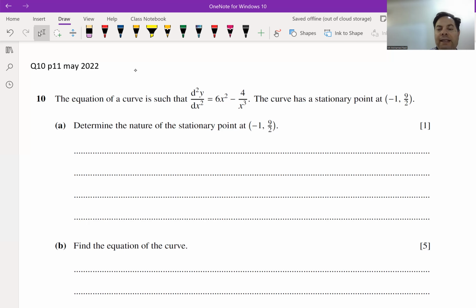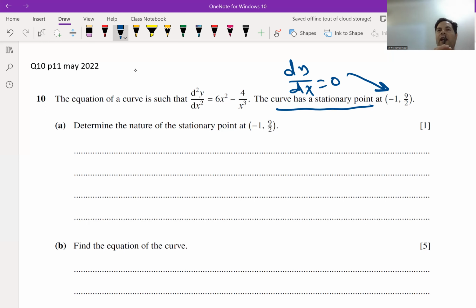The curve has a stationary point. Stationary point means dy by dx is equal to 0 at this point. This is the given information, you can use it. Also this point is on the curve, so it verifies the equation. This is x and this is y. So there are two pieces of information given. There is a stationary point at -1 and 9/2. Stationary point means dy by dx is equal to 0 at the given point.